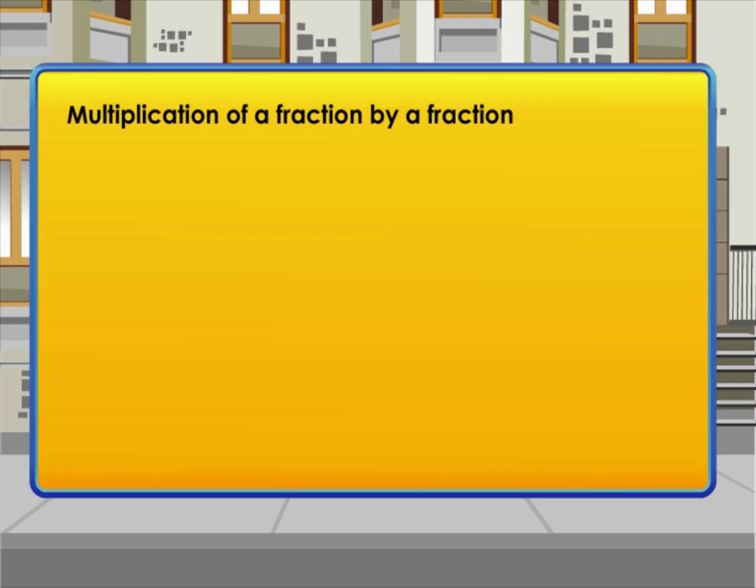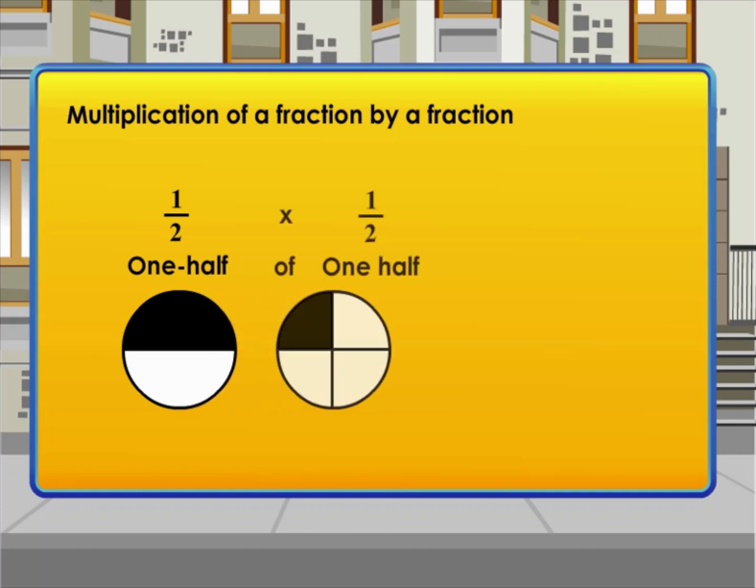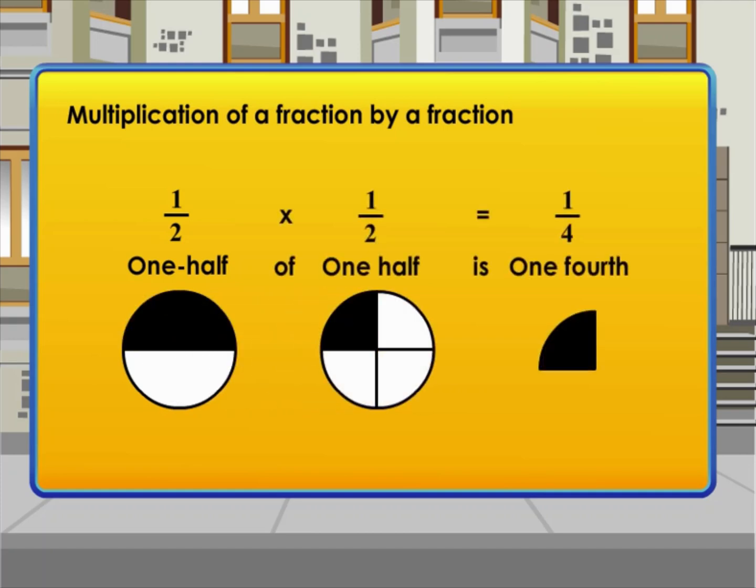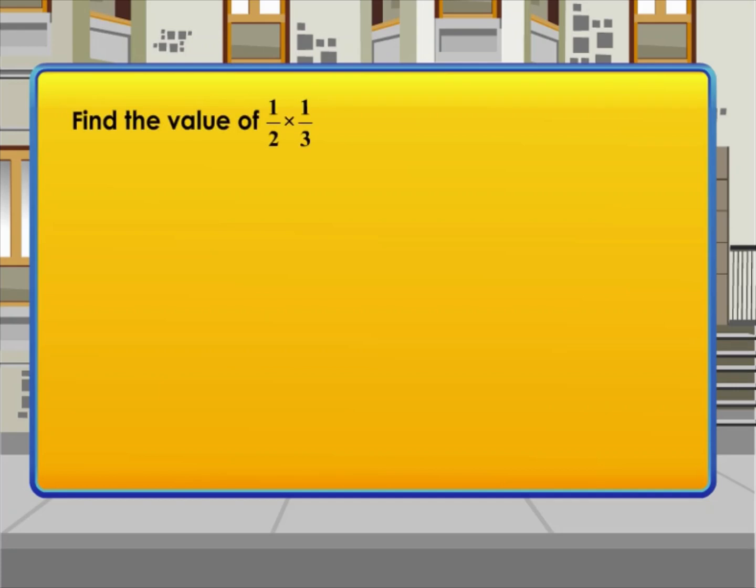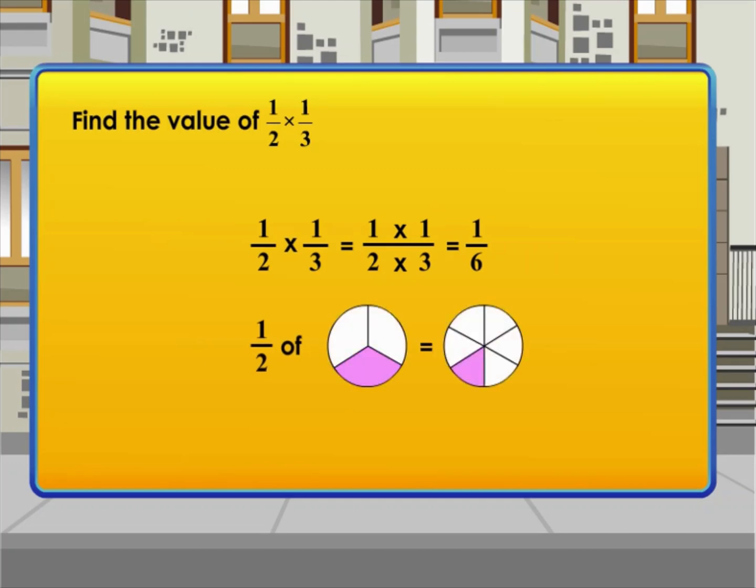Now we are going to learn multiplication of a fraction by a fraction. Let's see, 1/2 of 1/2 is equal to 1/4. Here, let us find the value of 1 by 2 times 1 by 3. Observe, 1 by 2 times 1 by 3 can be written as 1 times 1 by 2 times 3. Now multiply the numerators and write 1 in the numerator's place. Next, multiply the denominators 2 and 3 and write 6 in the denominator. The graphical representation of this calculation is shown here.